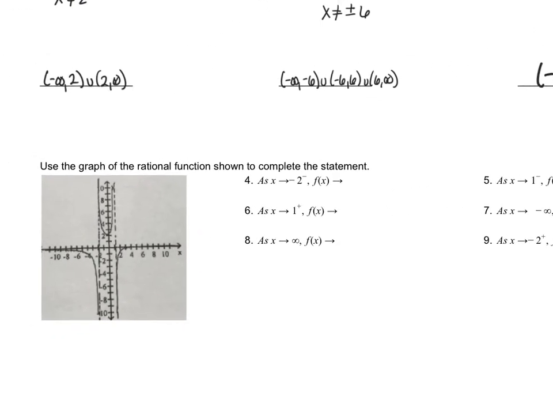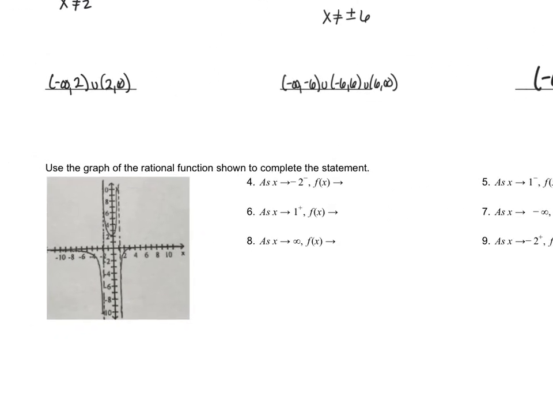For number 4, use the graph of the rational function to complete the statements. So as x approaches negative 2 from the left, remember that the negative sign means from the left, and that negative sign I'm talking about is this little one right here, that minus sign. The plus sign means from the right. So if we go back to where we were, negative 2 from the left, we'd be going towards negative infinity. 1 from the right is going to be negative infinity as well.